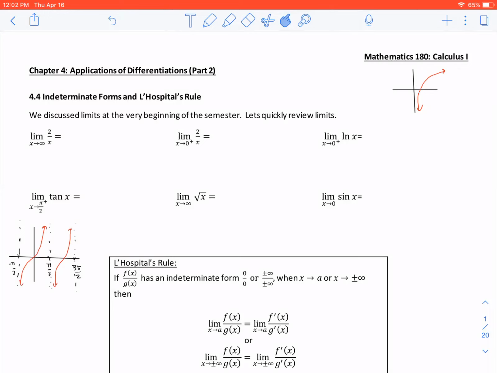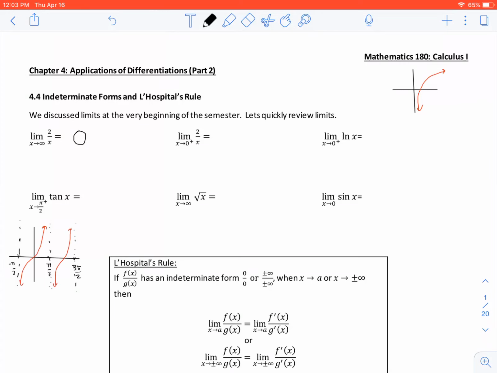First thing says, we discussed limits at the very beginning of the semester. Let's quickly review limits. And just really quick too, I sketched in a few graphs. I sketched in tangent of x and also the natural log. So first thing is the limit as x approaches infinity of 2 over x. So as x goes off to infinity, this is going to become 2 over something really, really big, which is going to be something really, really small, practically 0.